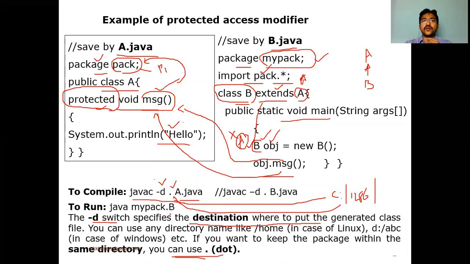Now, how to run the program? Normally you run it as java space class file name. In the packages, the class file is available inside the package. So when you compile the b.java program, it will generate the b.class file, right? Normally you would run it as java space b. But here the class file is available in a package called mypack. So that's why it is java space mypack.b. Instead of java space b, you have to mention the package name .b, because the class file is available in mypack.